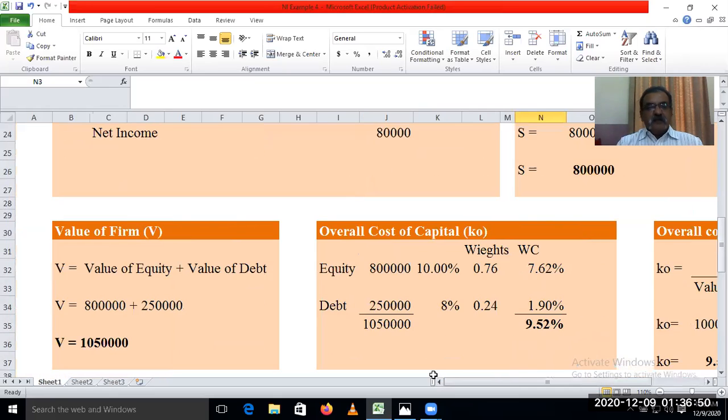So the next step is value of firm. Value of firm is equal to value of equity plus value of debt. Value of equity we just calculated.